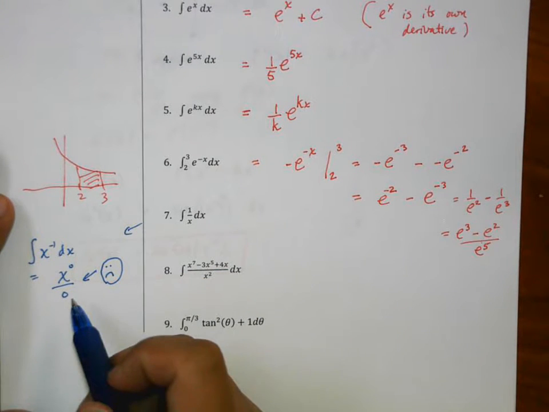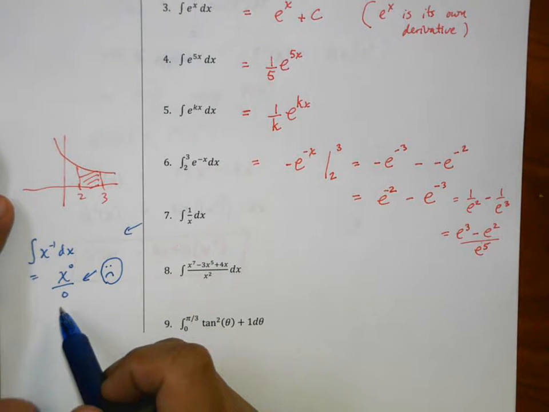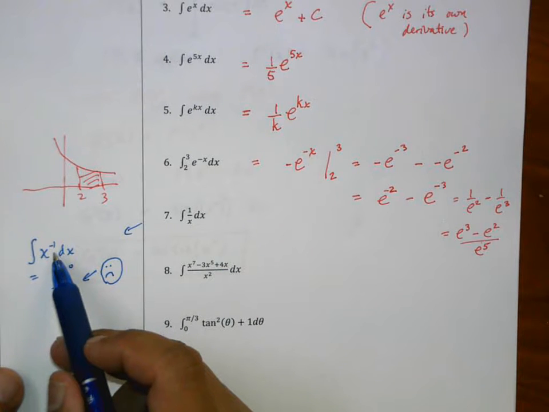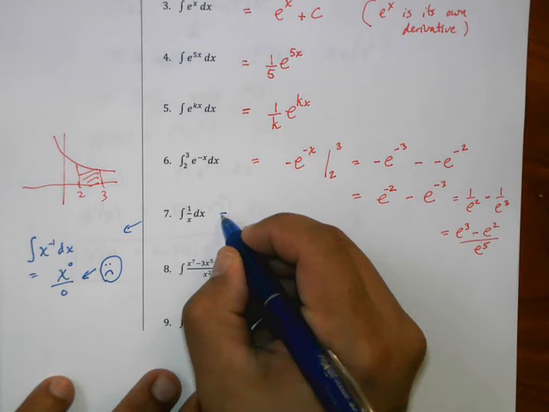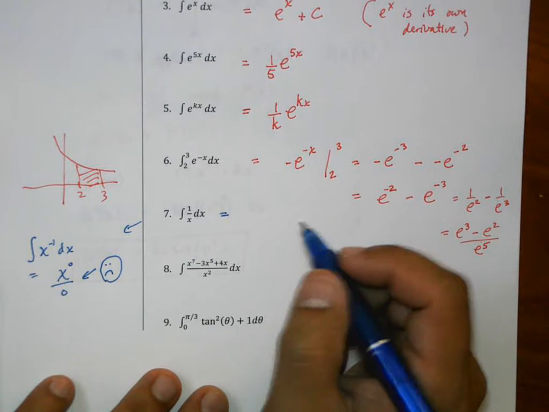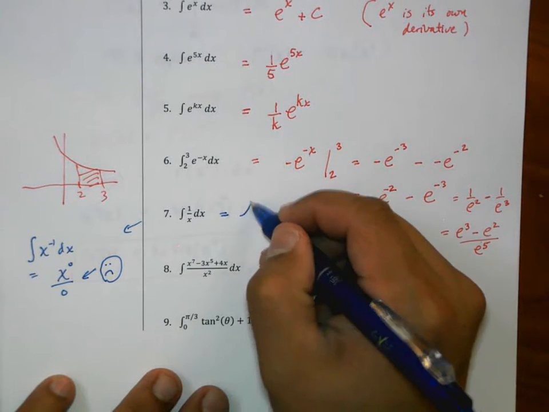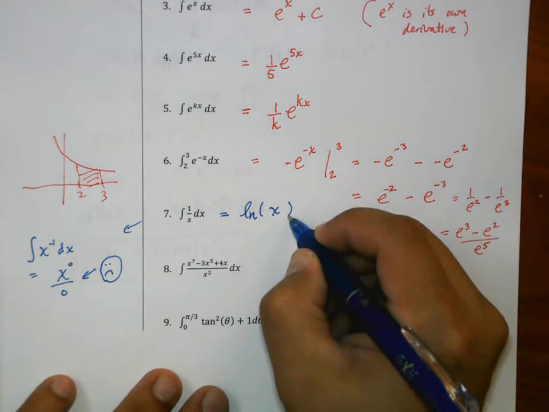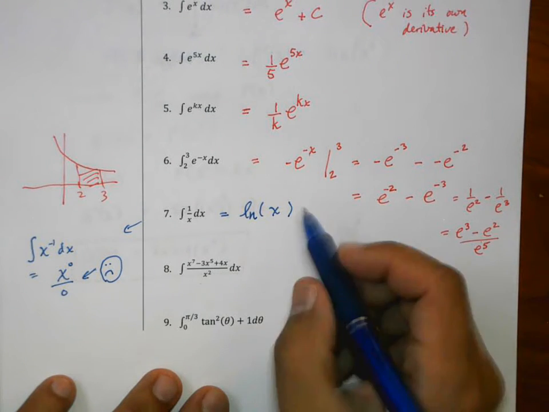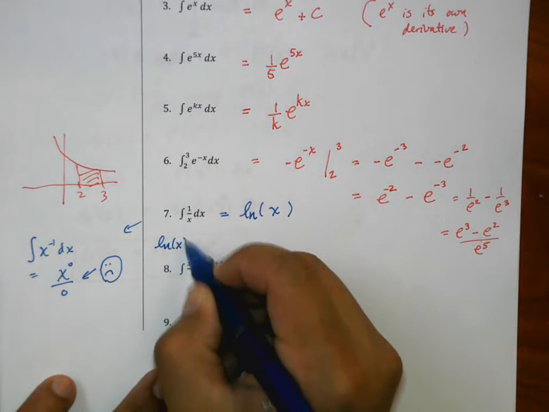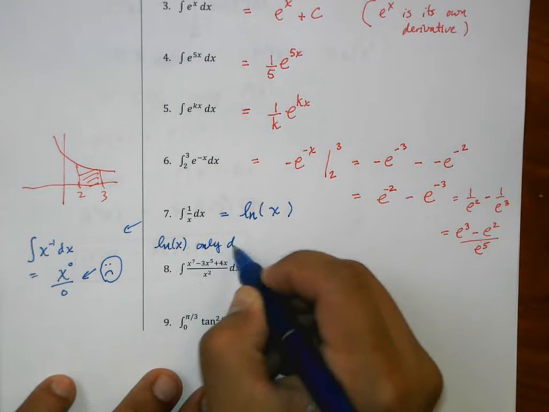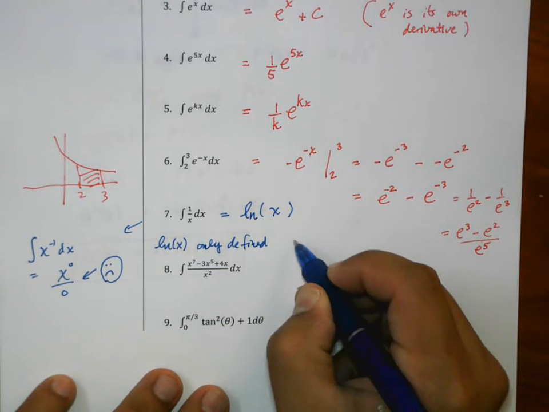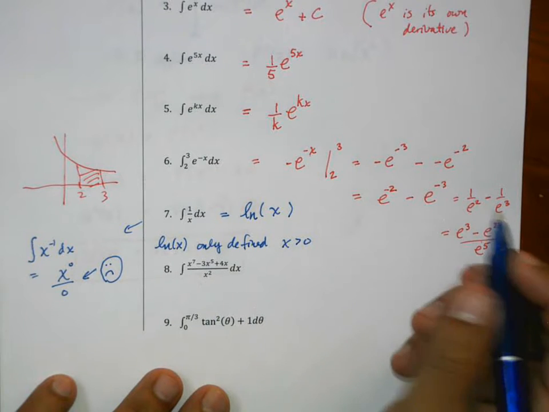Okay, so this rule of taking antiderivatives with polynomials, it doesn't work when you have 1 over x. But remember, the derivative of some special function is 1 over x, and that special function is, of course, the natural log of x. But the natural log of x is only defined when x is greater than 0.